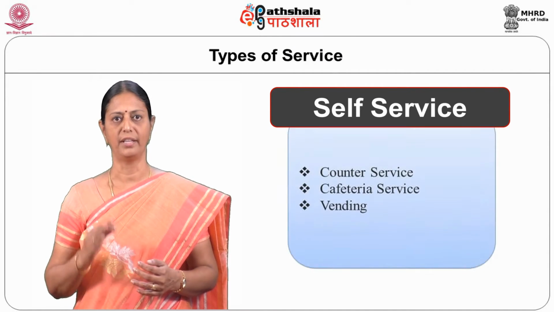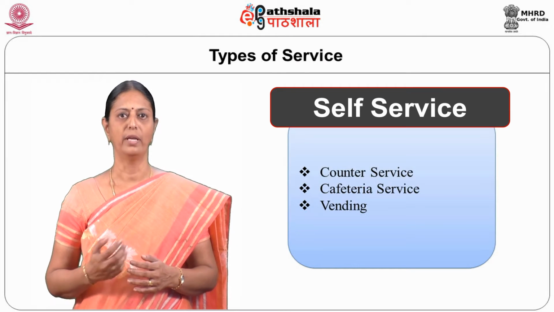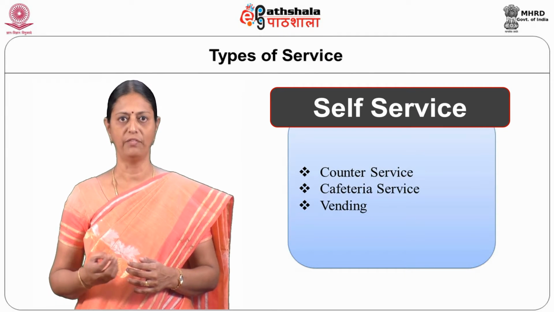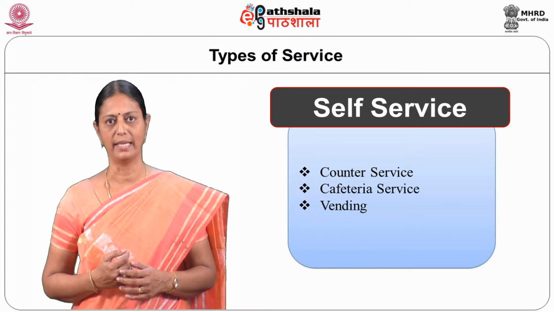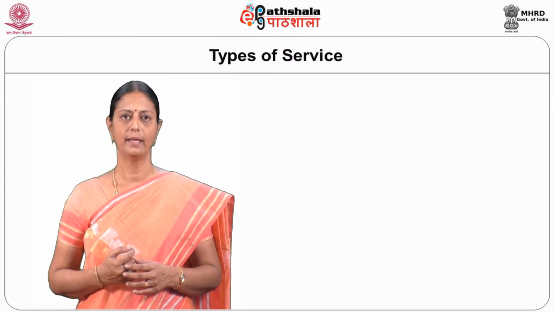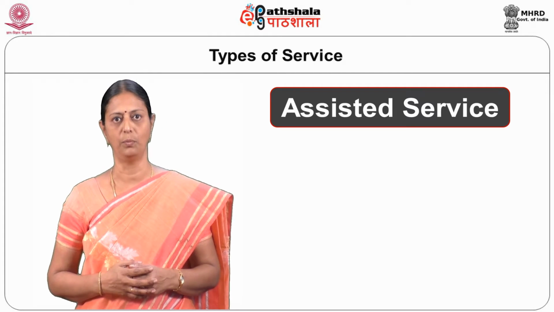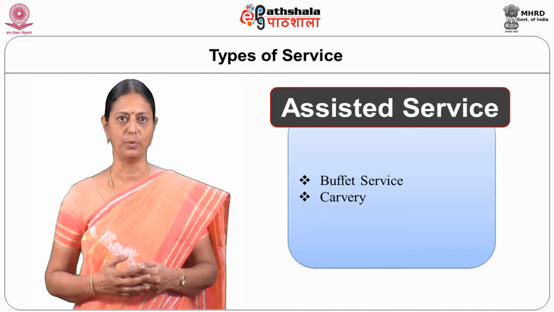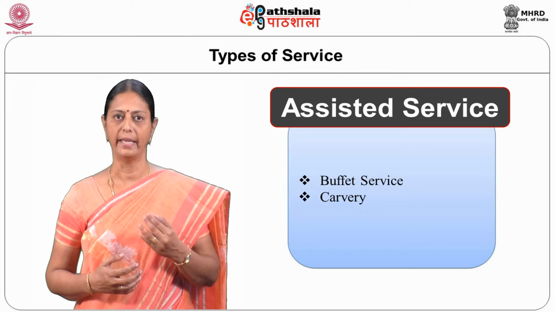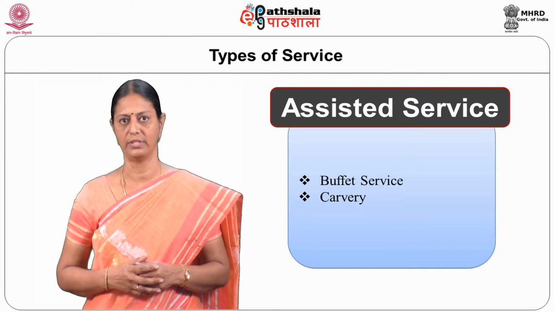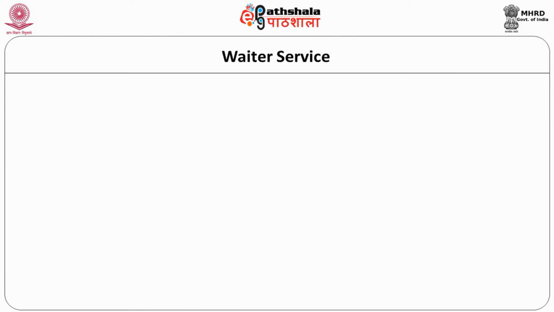Now the next major type of service is self-service. Under this there are three types. One is counter service, one is cafeteria service and the last one is vending. The third major type of service is assisted service and under this we have buffet service and carvery type of service.